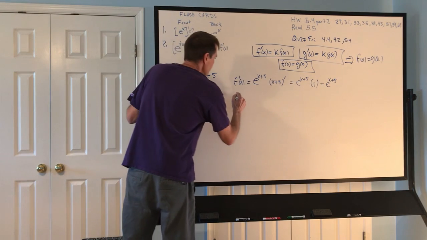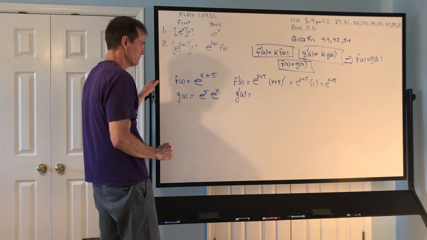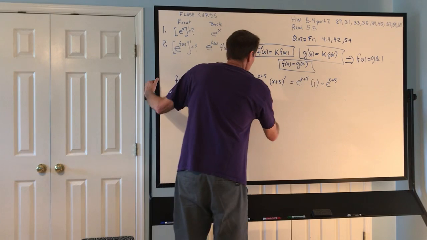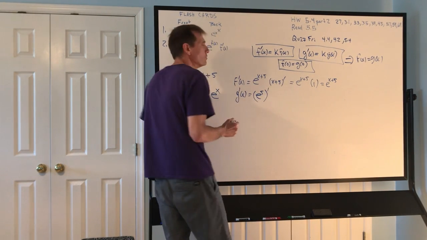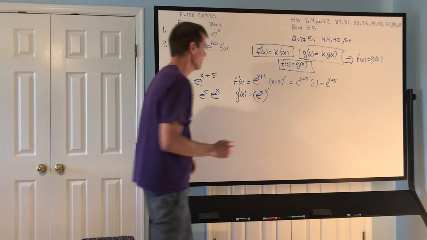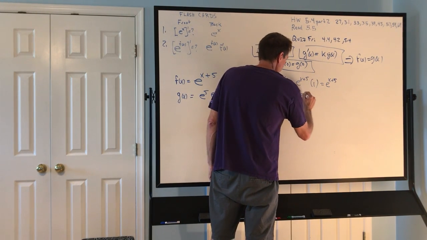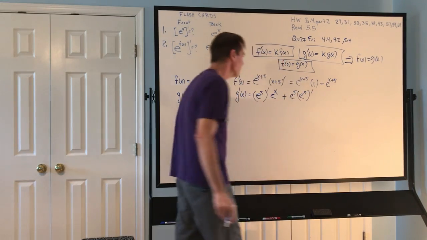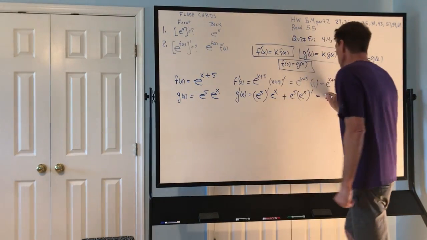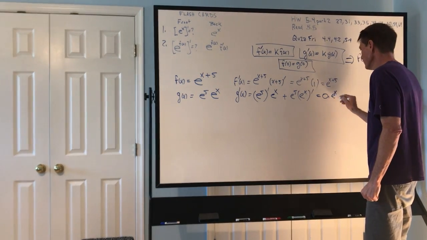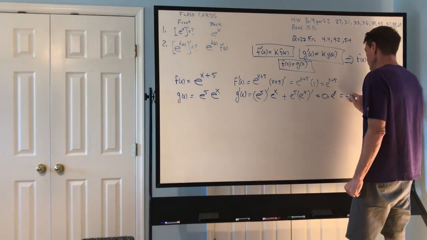Well, let's take the derivative of g prime of x. Well, this would be, using product rule, the derivative of e to the 5 times e to the x plus e to the 5 times the derivative of e to the x. But e to the 5 is just a constant, so that's equal to 0 times e to the x. And the derivative of e to the x, this flashcard, is just e to the x.